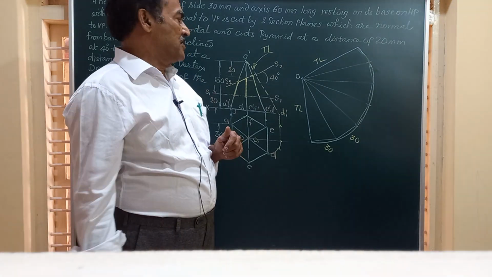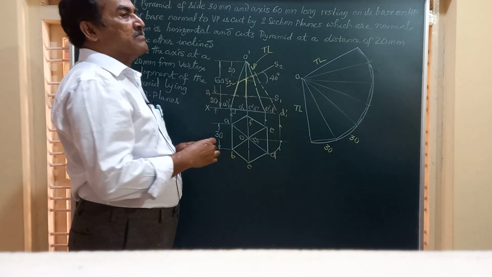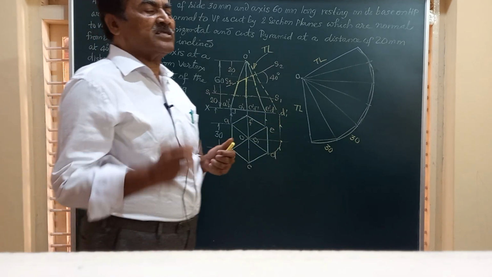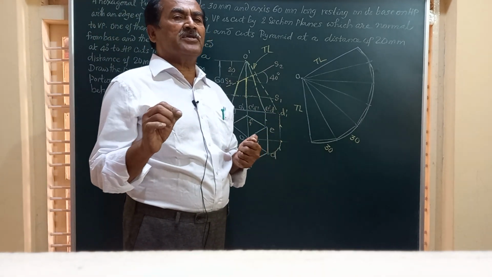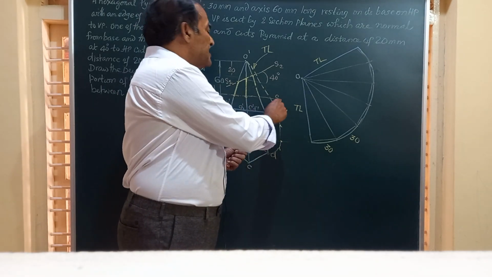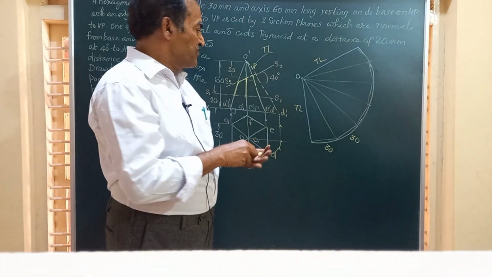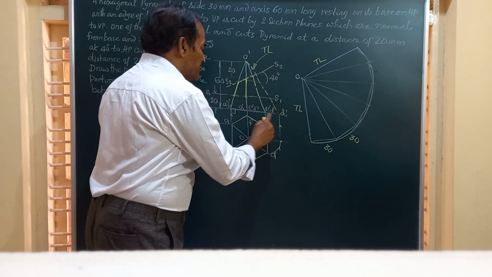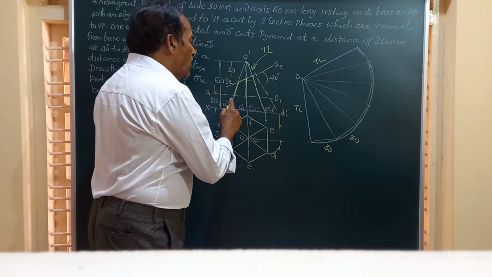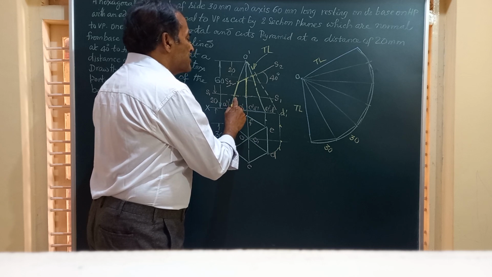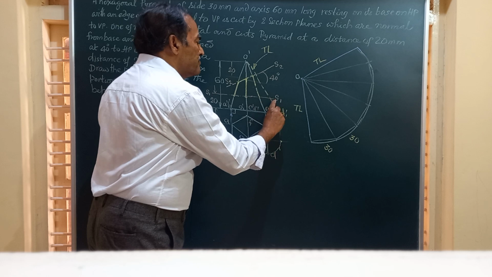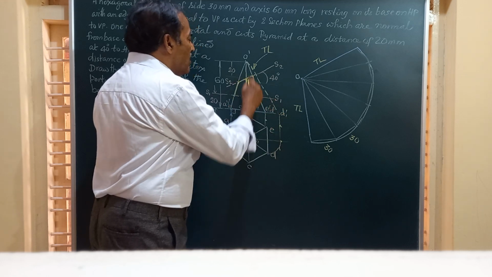Now friends, this is being cut by two section planes. So one is horizontal. So let us take up the development by taking S1 first. The section plane S1 is parallel to the base. So all the 6 slant edges are cut at the same height from the base, and none of them are true length.